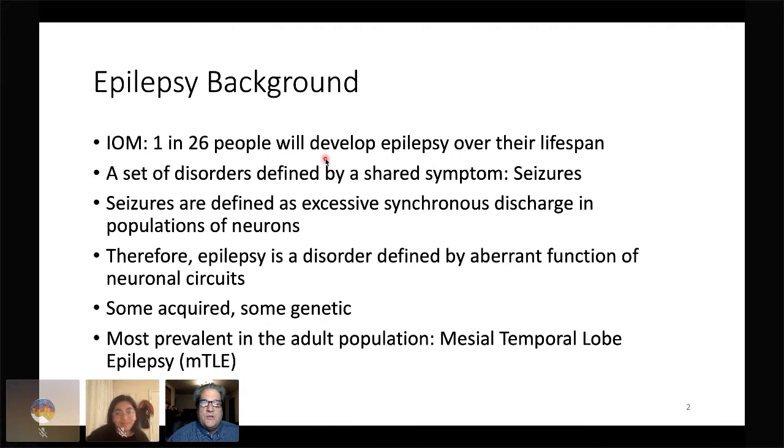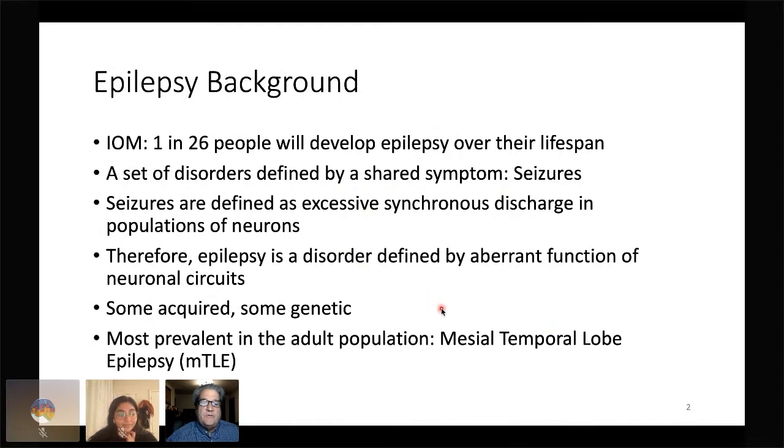So it's a prevalent disorder, and it's defined by a shared symptom, seizures. But defining a set of diseases by a symptom is problematic. It's really a constellation of disorders. It's like saying I have a sneezing disorder, right? You can sneeze for a lot of reasons. You can have seizures for a lot of reasons. And seizures themselves are defined as excessive synchronous discharge in populations of neurons. So epilepsy is primarily a function of aberrant neural circuits.